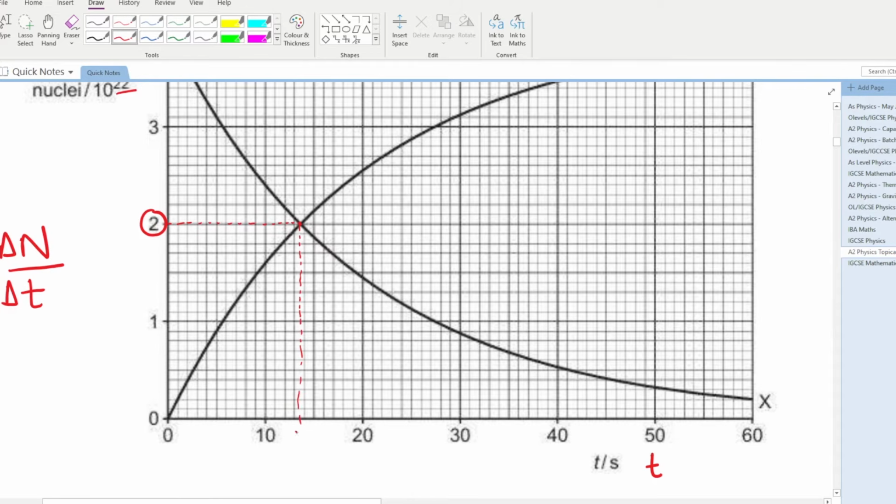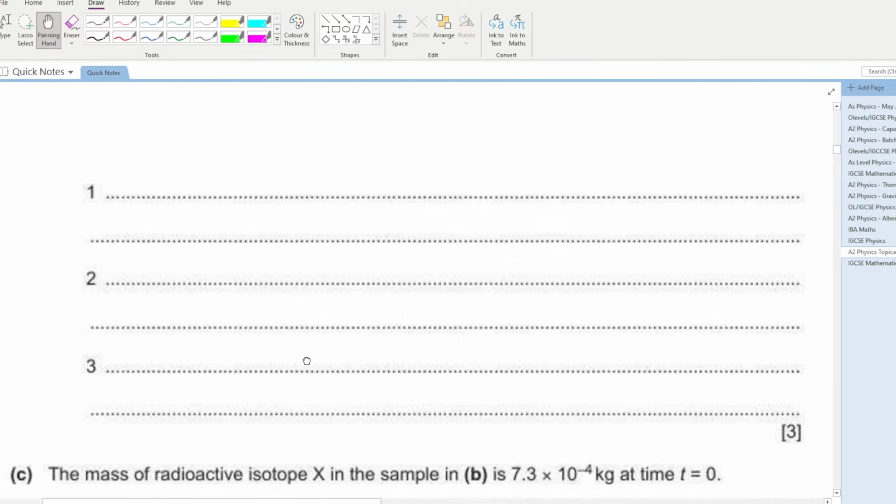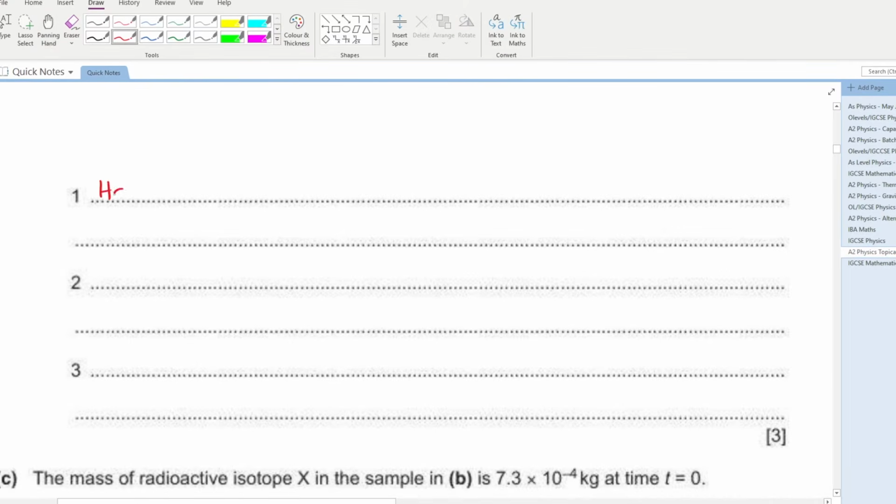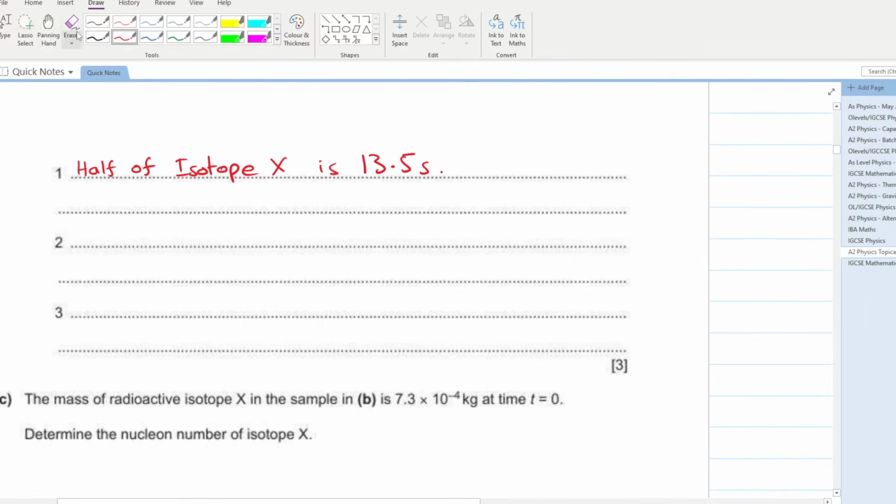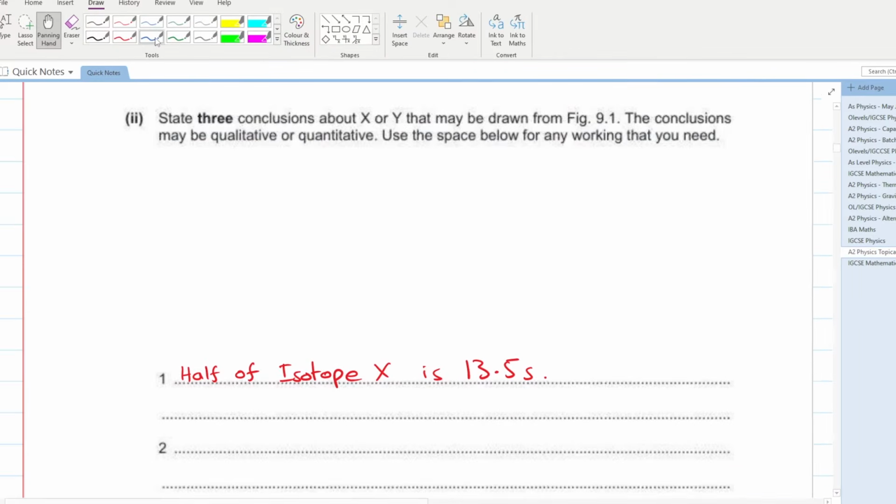And this is 13.5. So what can you say? The half-life of isotope X is 13.5 seconds. Okay. Now once you have calculated half-life, can you calculate the decay constant? Yes. We know decay constant is equal to what? ln2 over your half-life. What is your ln2 over 13.5?